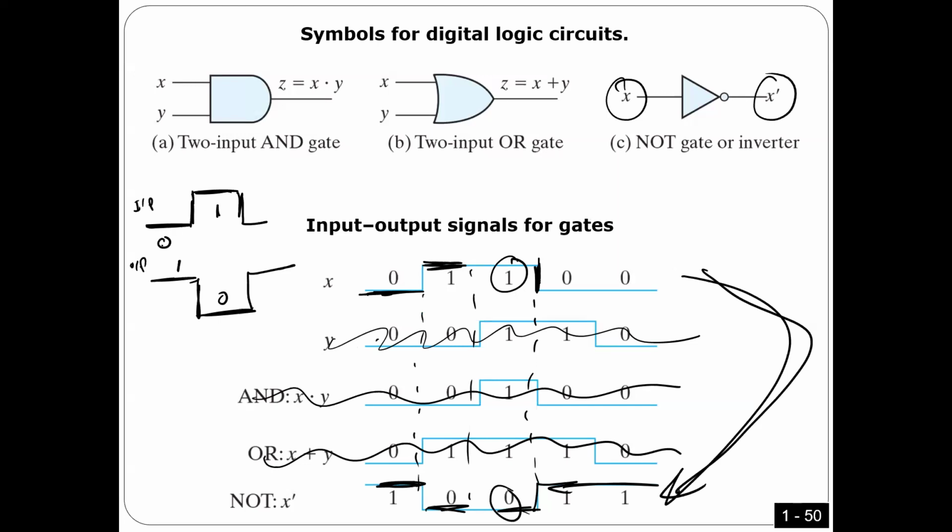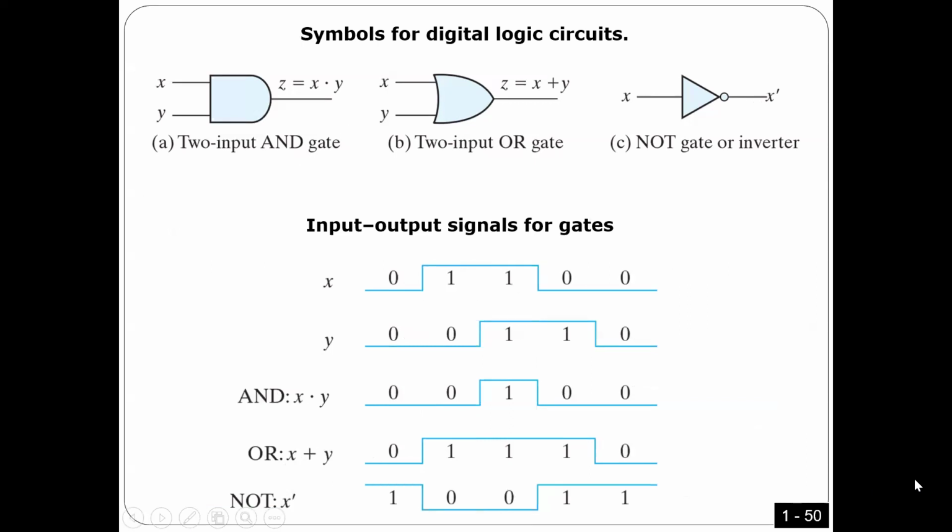The first one is called the truth table. The truth table gives you all possible inputs. For every input, what is the output? In a table. Or the other way, I can do it in a timing diagram. Any questions? Okay, let's move to the next one.